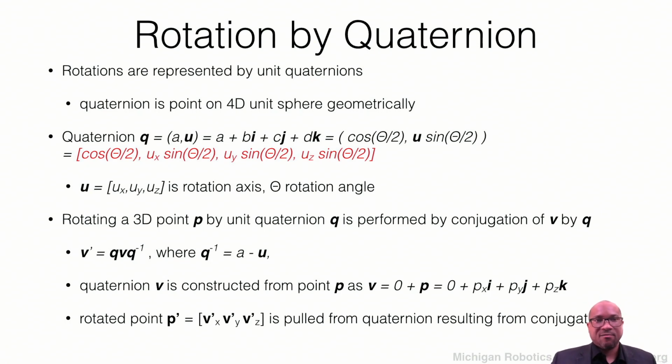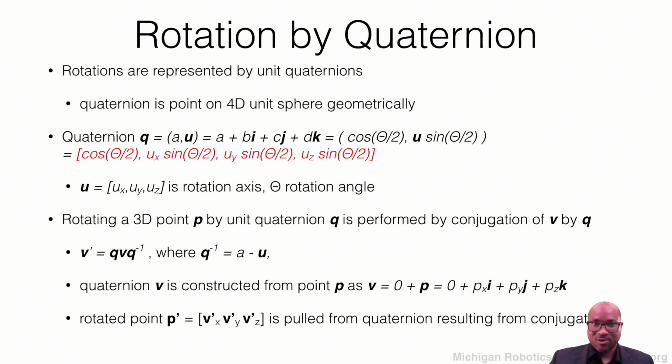So the first element of this vector is going to be cosine of this half angle. The second element is going to be the x component of our rotation axis, ux, times the sine of the half angle. Our next component is going to be uy times the sine of the half angle, and then uz times the sine of the half angle. We're not going to explore this in this class.